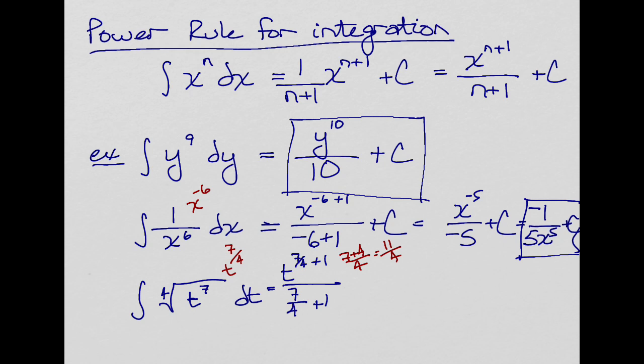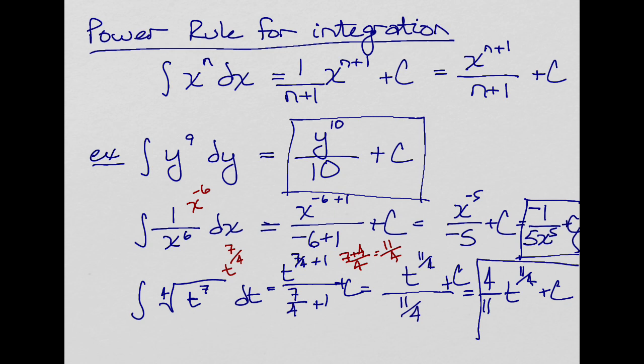So I have t to the 11/4. T to the 11/4 over 11/4, which is, we don't want to leave that either. That's a complex fraction. We don't want those. Dividing fractions, multiply by the reciprocal. Oh, I left out my plus c everywhere. Shame on me. Let's put that in. So this is 4/11, t to the 11/4 plus c, and that power rule for integrals will work for any power function.